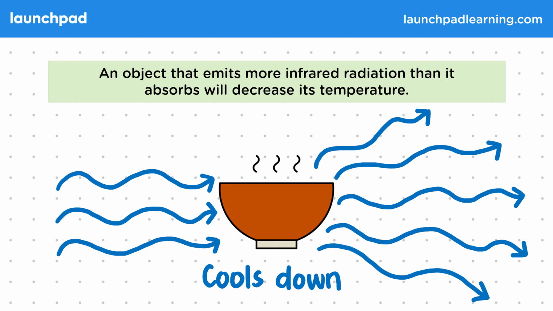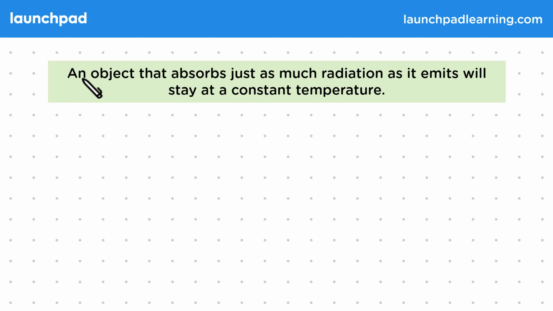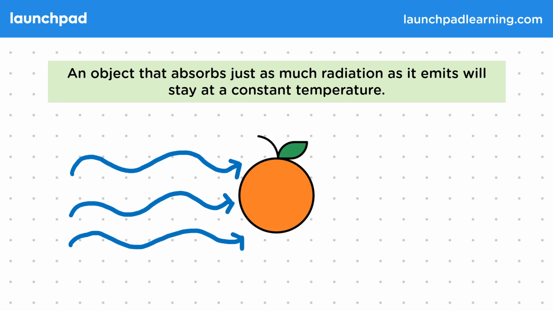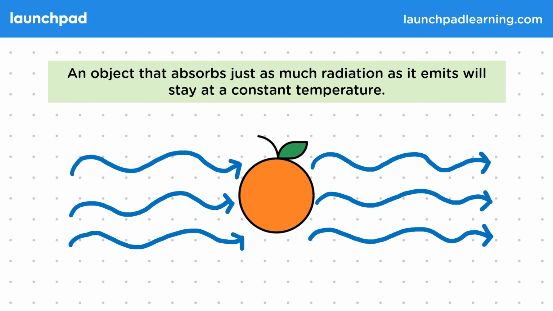Now, what would happen if an object emits just as much radiation as it absorbs? An object that absorbs just as much radiation as it emits will stay at a constant temperature. Let's look at this orange. It also absorbs a fair amount of infrared waves, but will emit just as many at the same time. So it will be releasing just as much heat as it is gaining. This means that overall there will be no change in its temperature. However, in practice, the temperature could still change from things like conduction, work, chemical reactions, etc.